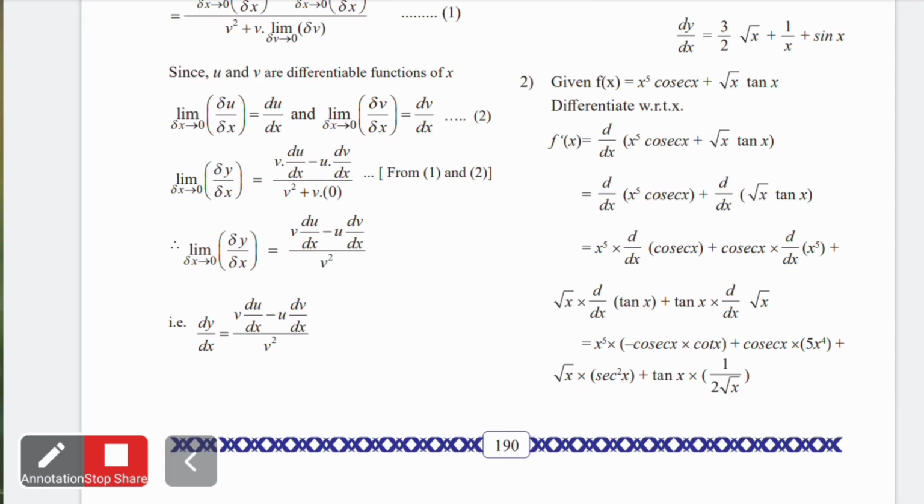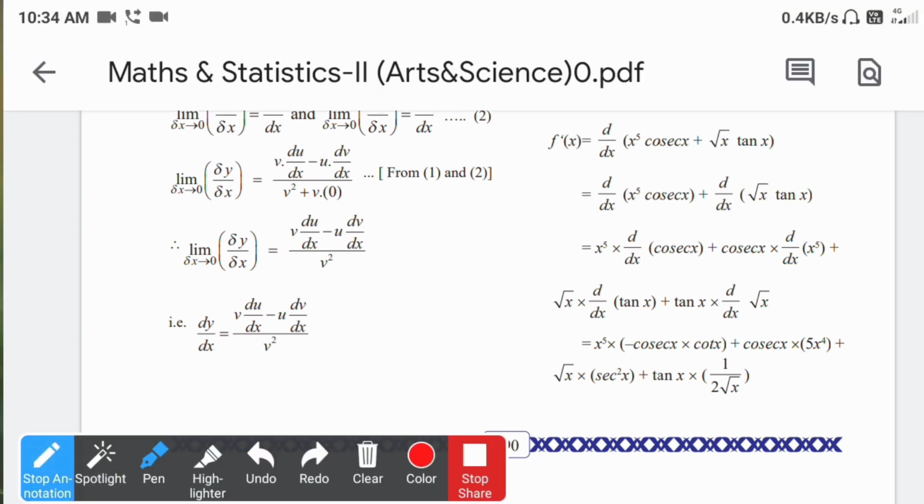Now consider the second example. Here the given function is f of x equal to x raised to 5 into cosec x plus square root of x into tan x. In the previous example, it was directly an addition of three functions, and the three functions were separated. But here, two functions are there with their multiplication, plus another two functions are there, and there is a multiplication of those two functions.